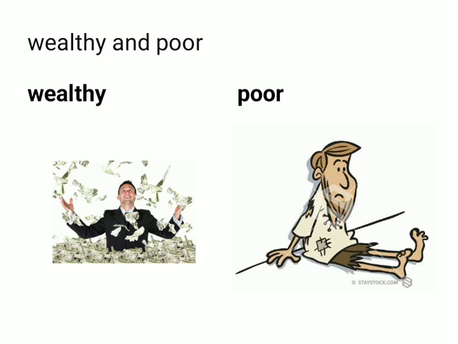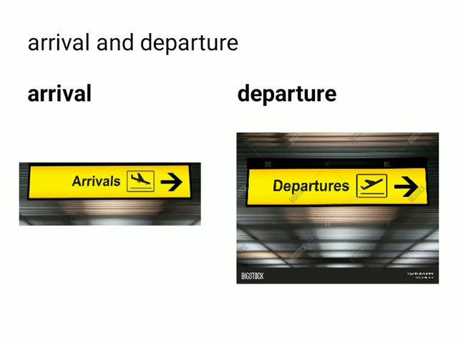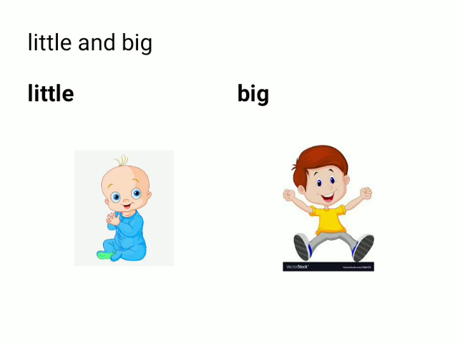Next. Again here, left hand side is wealthy. What you see on the right hand side? Poor. So the opposite of wealthy is poor. See the next one. Arrival. One side is showing as arrival. Right hand side, what you can see? Departure. Yes, correct. So opposite of arrival is departure. See the next one.